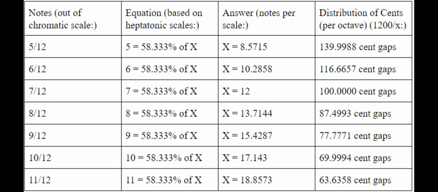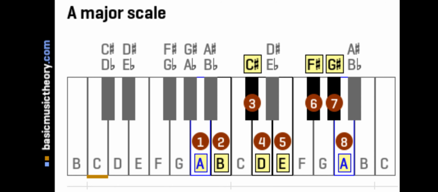I also know that an octave contains 1200 cents. If I divide 1200 by 8.5715 to determine the size of the interval between each note of this manufactured microtonal scale, I get a gap of 139.9988 cents between every single note in this scale. What I'm creating is an equal tempered scale.